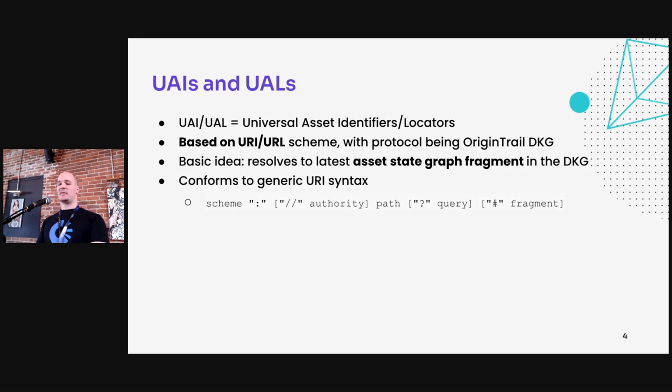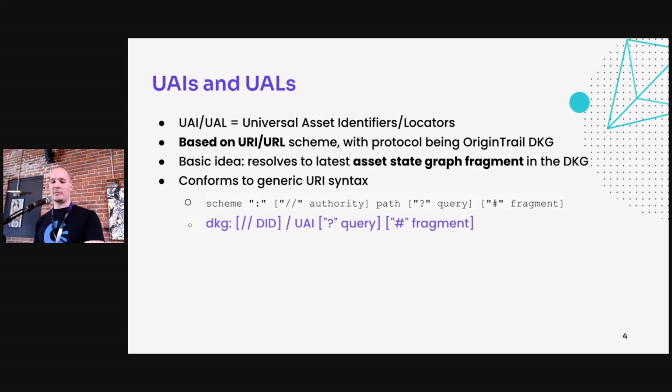This is the generic syntax of, let's say, a URL. The scheme would be HTTPS maybe, and then you have some website like google.com and a query and so on. Well, in the Semantic Web3 space, we would have something very similar, just instead of the scheme being HTTPS, we have DKG as a scheme. We again have a query, a fragment, and so on.